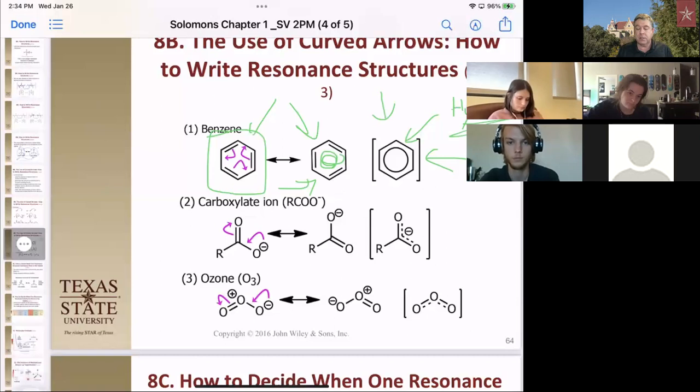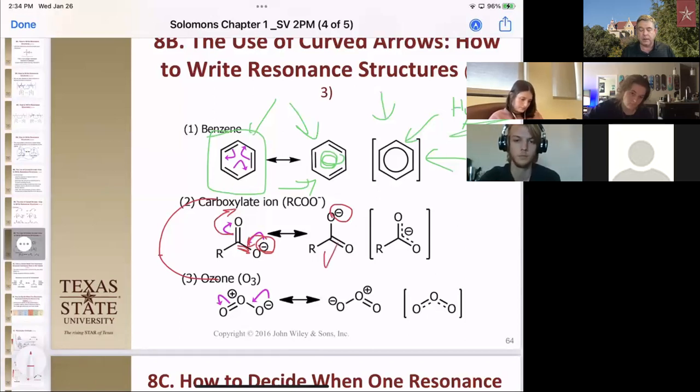Okay, so let's show that again with a different compound. Let's go to this next one, the carboxylate ion. In this case here, we have a lone pair with a charge. We're going to move that in to create a double bond, and we're going to lose this double bond and create the anion here. So this is a valid dot structure. This is a valid dot structure. That means the reality is somewhere in between. The hybrid structure is somewhere in between.